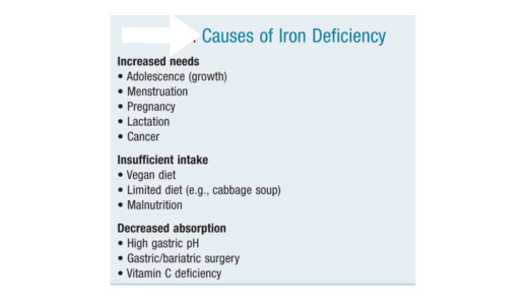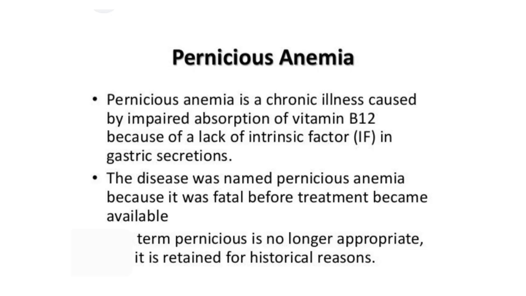People who have had gastric bypass surgery for weight loss or any other reason may also be iron deficient due to poor absorption. The next is vitamin deficiency anemia, and this type of anemia may result from low levels of vitamin B12 or folate, also known as folic acid, usually due to poor dietary intake. Next comes pernicious anemia, in which vitamin B12 cannot be absorbed in the gastrointestinal tract.